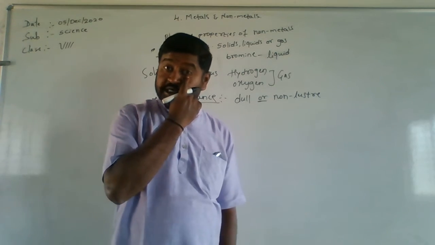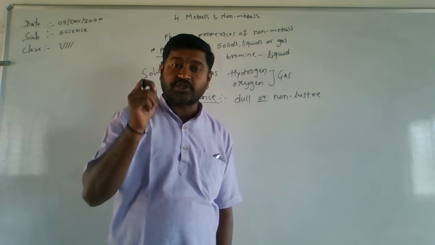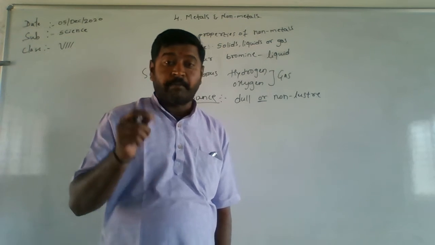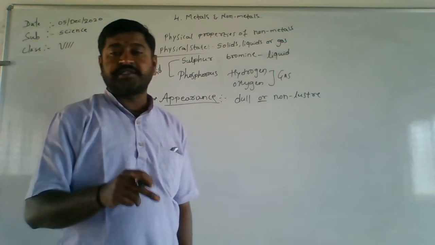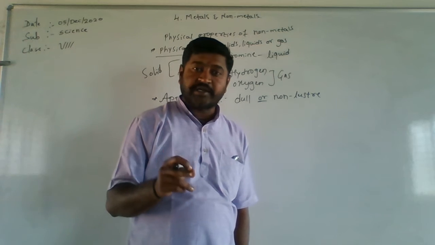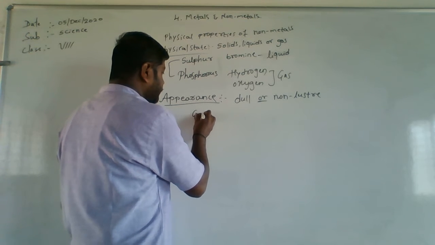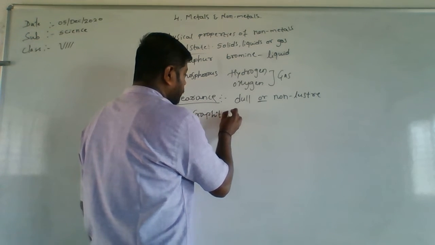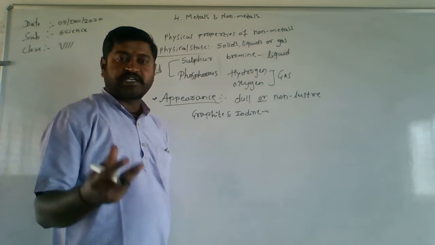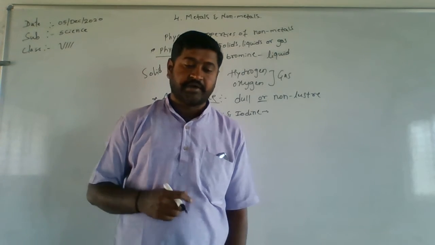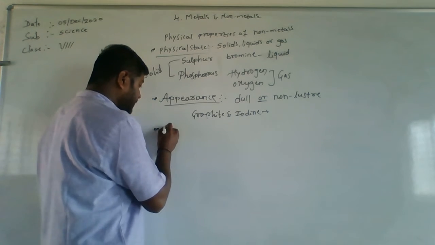We had seen in solids with respect to metals, all metals are solid in state, whereas mercury is in liquid state at room temperature. Similarly, in non-metals, we find all non-metals dull or non-lustrous, but graphite and iodine have some luster on them. Is this clear? And then this is about appearance. Then next, malleability and ductility.